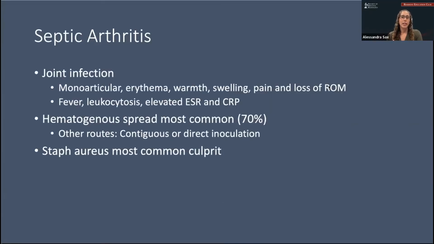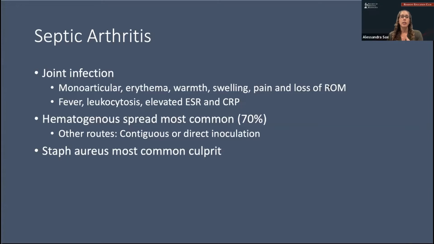So if you guys hadn't figured it out already, that first case was of septic arthritis. So this is a joint infection. It's usually monoarticular and presents with erythema, warmth, swelling, pain, and loss of range of motion. This extreme pain and loss of range of motion is why our patient came in. And then they have other systemic signs of infection with fevers, elevated ESRs, and CRP.